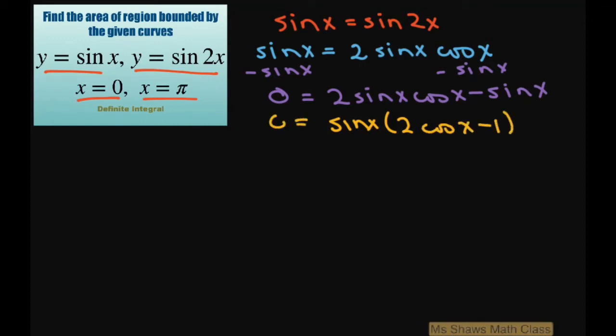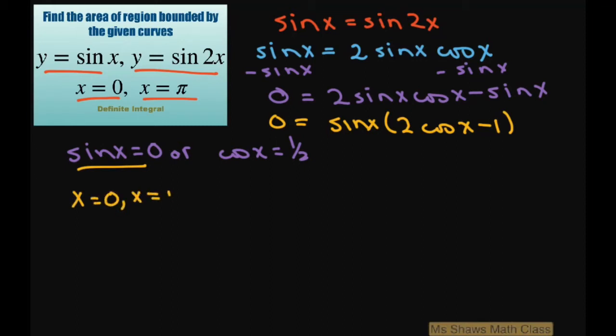Now this equals 0. So basically what we have is sine of x equals 0, or cosine of x equals 1/2. For the 0 part, this would be x equals 0 or x equals pi. And for this piece, that would be x equals pi divided by 3. Now let's do a quick sketch of this.